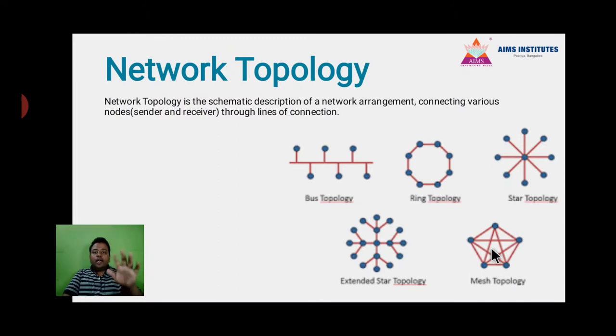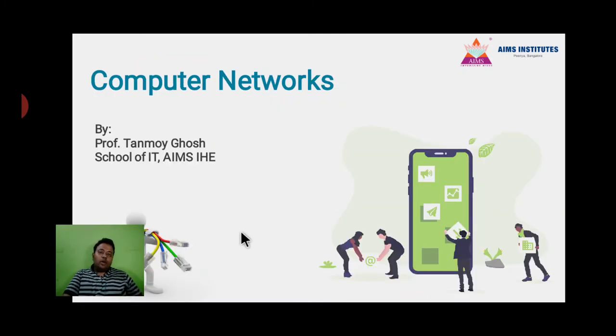Along with all this, there is another one called the hybrid. A hybrid topology is a mixture of two or more types of network topologies that we can see here. So this was all about computer networks.